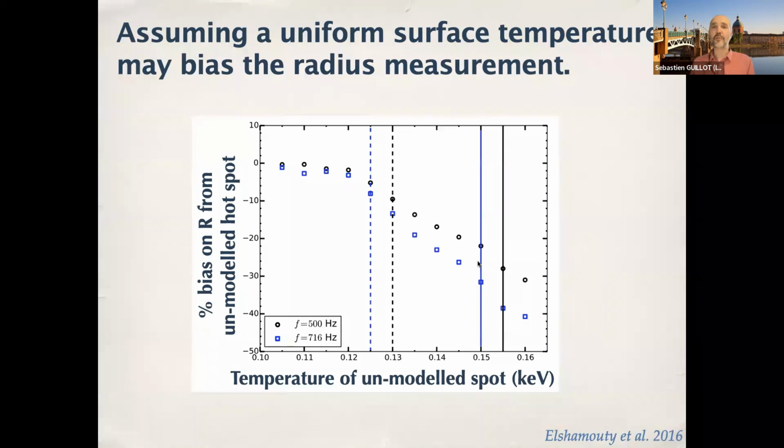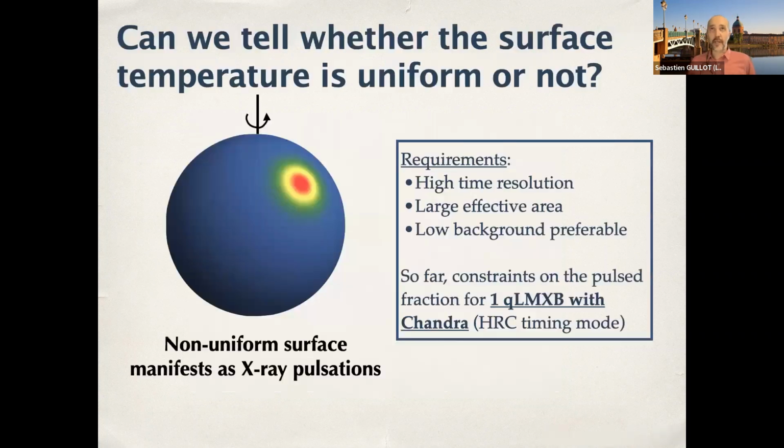The vertical lines correspond to upper limits on the pulse fraction, so basically on the possible presence of a hotspot, for two low-mass X-ray binaries, one in a globular cluster and the other one is Cen X-4. So can we really tell? Is there a way to tell if there's a temperature anisotropy or not?